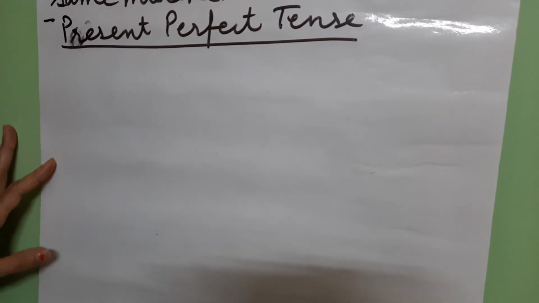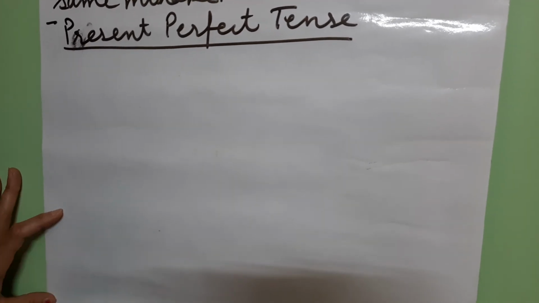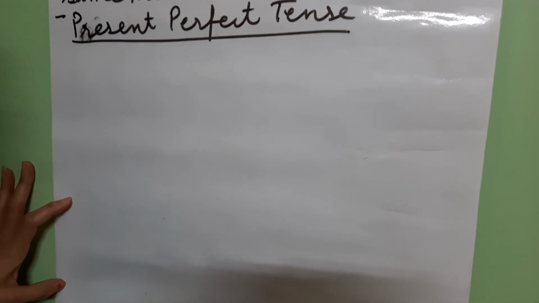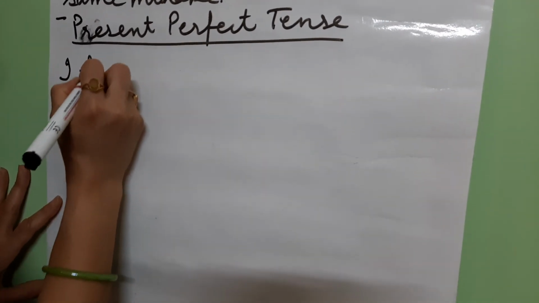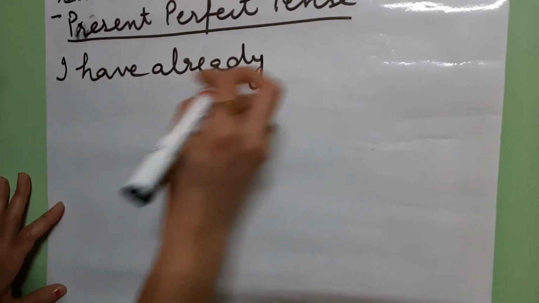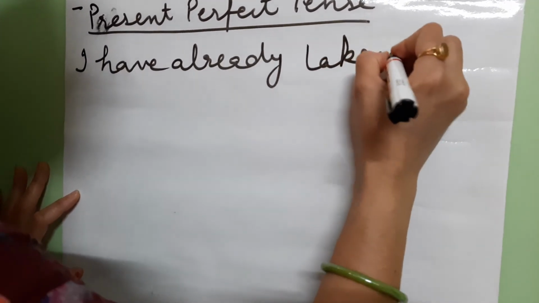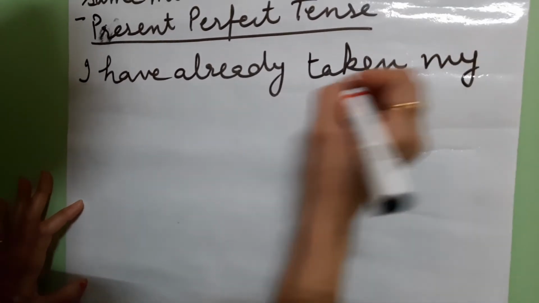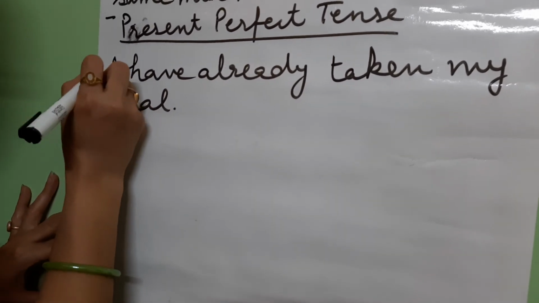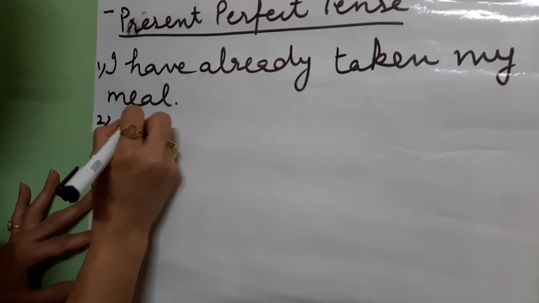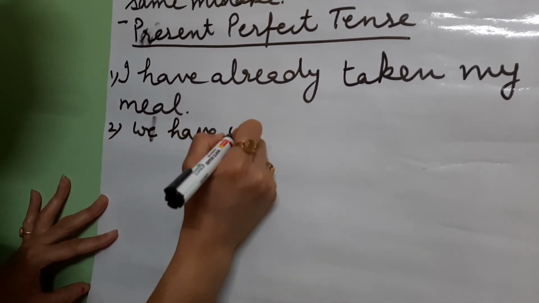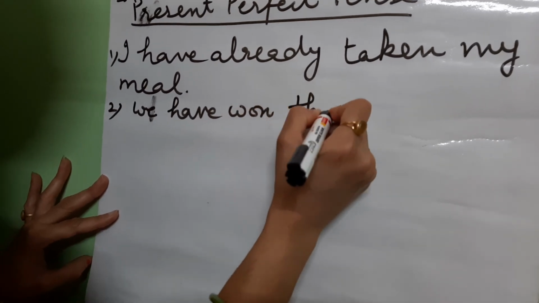Next we are doing where to use present perfect tense. The action which has been completed just now, where we will use the present perfect tense. I have already taken my meal. We have won the match.